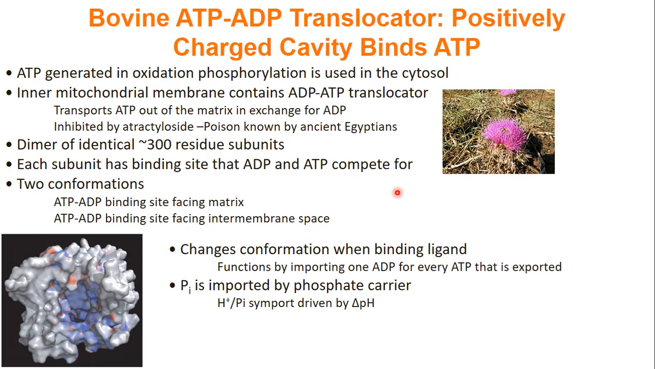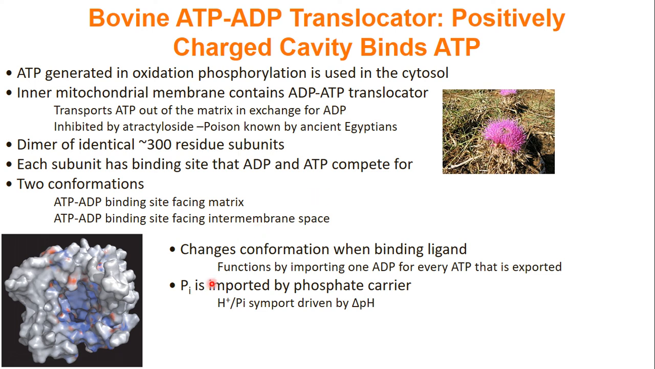Now, to get ATP and ADP in and out of the mitochondria, we have a specialized transporter for that. Otherwise, it would not make sense to make all this ADP in the mitochondria and have the cell not be able to use it. So the inner mitochondrial membrane is where our transporter is located. It transports ATP out of the matrix and transports ADP in. This is a dimer with 300-residue subunits. Each subunit can bind ADP and ATP.